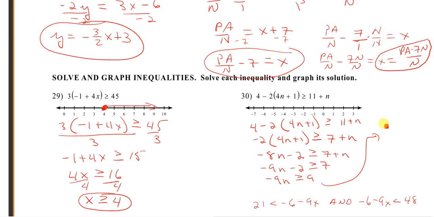Okay, so dividing both sides by negative 9. This is going to flip the inequality because we divide by a negative. I'm going to have n is less than or equal to negative 1. And that's the end of that section.